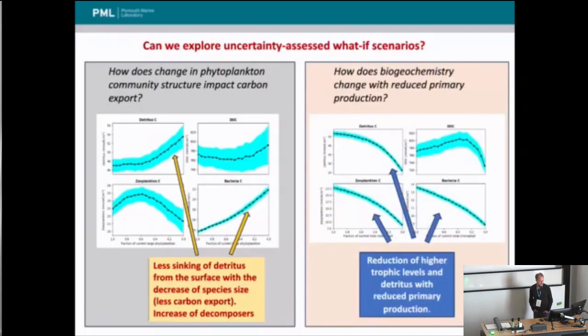Similarly, I've done another one where I'm decreasing the total phytoplankton biomass, which is again consistent with the scenarios that are predicted for these UK regional seas in the future, and looking at how it impacts all the variables. So obviously, zooplankton decreases, and some of the others decrease, which is not surprising.